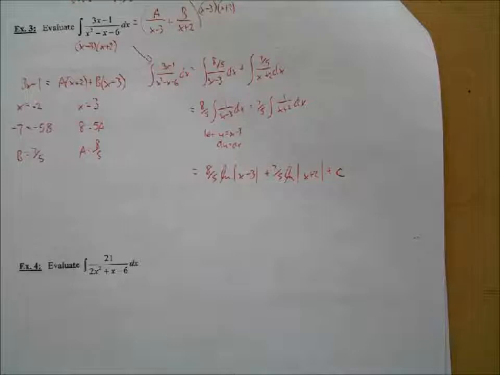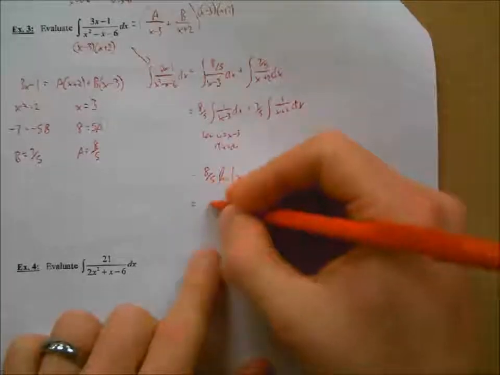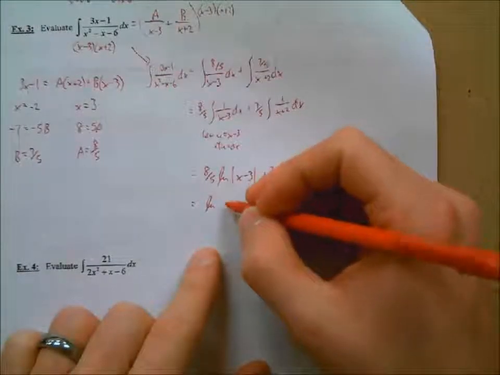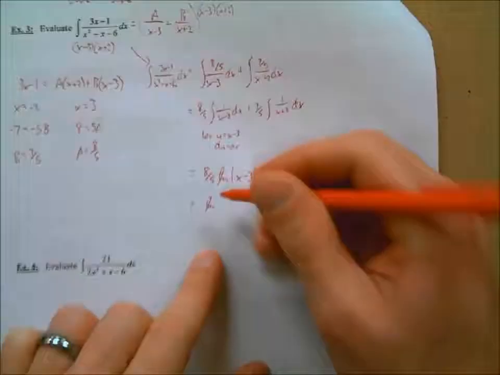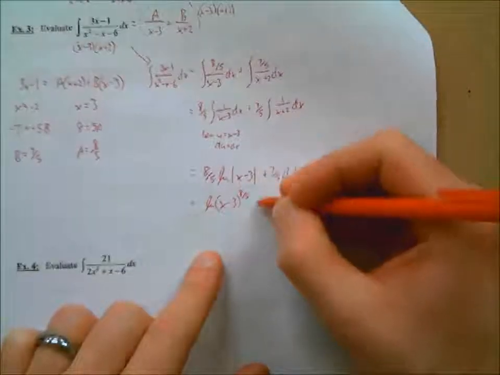Now, since our solutions involve natural logs, what further steps could we do here to quote-unquote simplify our solution? The 8/5 and the 7/5 can become what? Exponents, powers. This just gets better all the time. So we can say x minus 3 to the 8/5 plus.